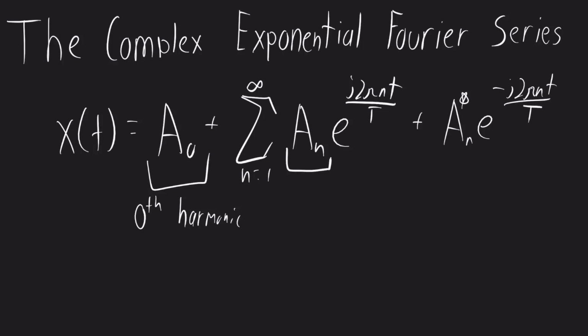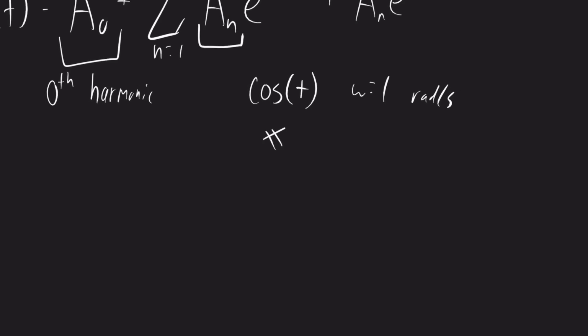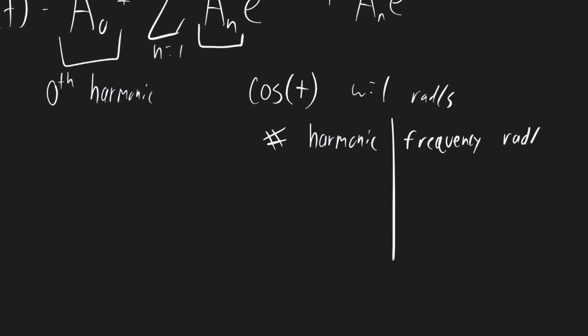And A sub n is going to be the complex exponential coefficient for a given n, which is a number of harmonic. So, for example, let's say we have a cosine that has omega equals 1 radian per second. And all the harmonics are just going to be multiplications of this initial frequency. So I'm going to make a table here. I'll have a column for number of harmonic, and another column for frequency, and the units will be radians per second.